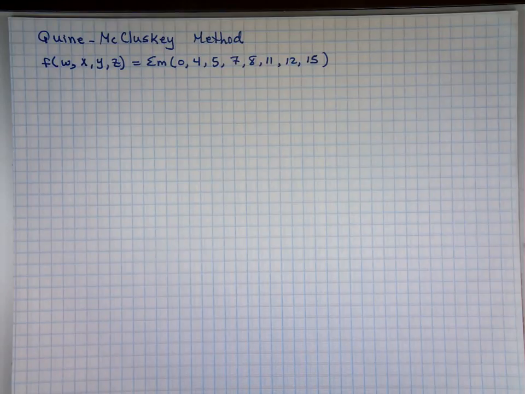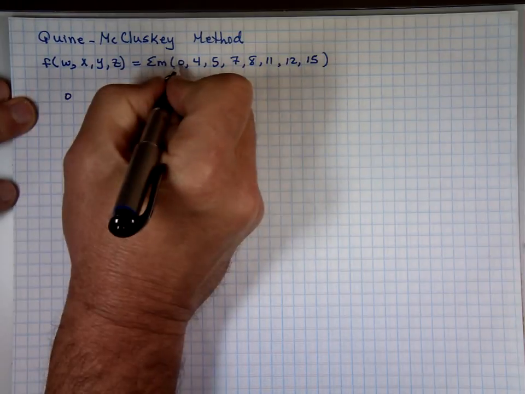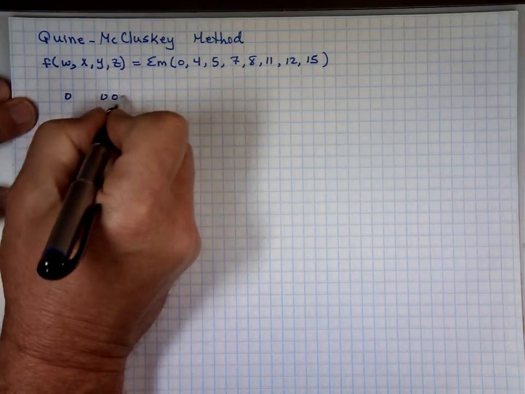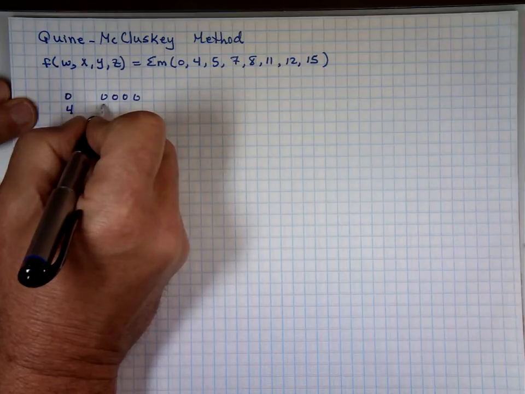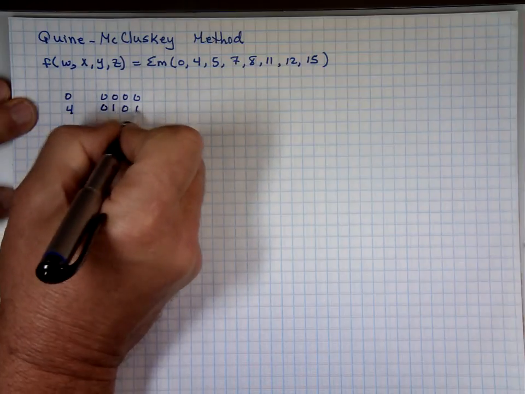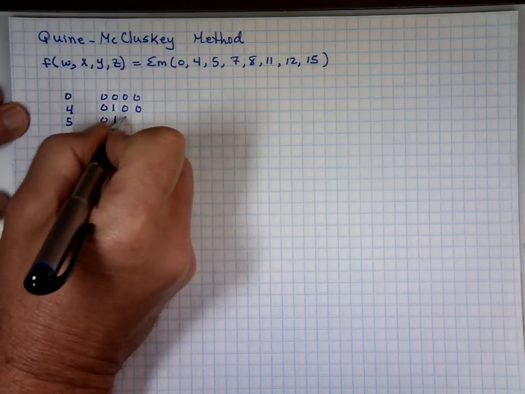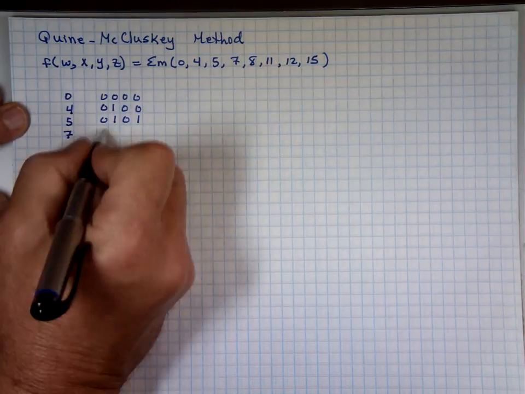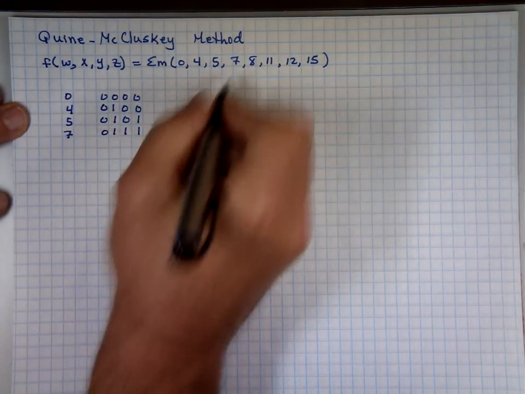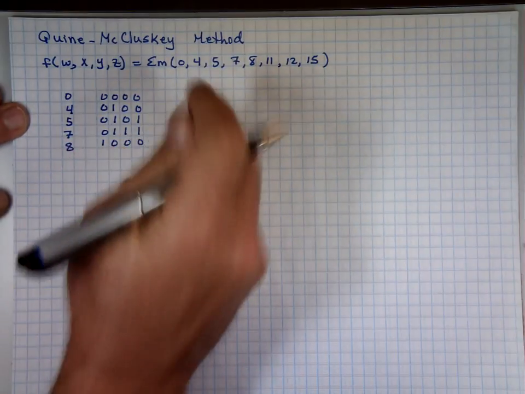I'm trying to decide if I need to turn the paper sideways or not. I might actually. Let's look at the number 0. 0 is what? 0, 0, 0, 0, right? The 4, what's the 4? 0, 1, 0, 0. The 5, 0, 1, 0, 1. The 7, 7 is what? 0, 1, 1, 1. The 8, 1, 0, 0, 0.